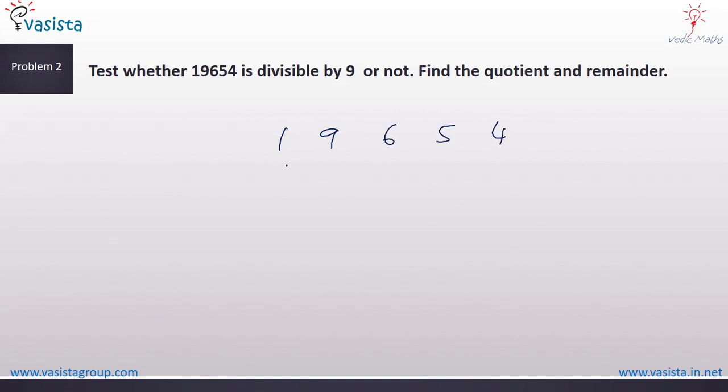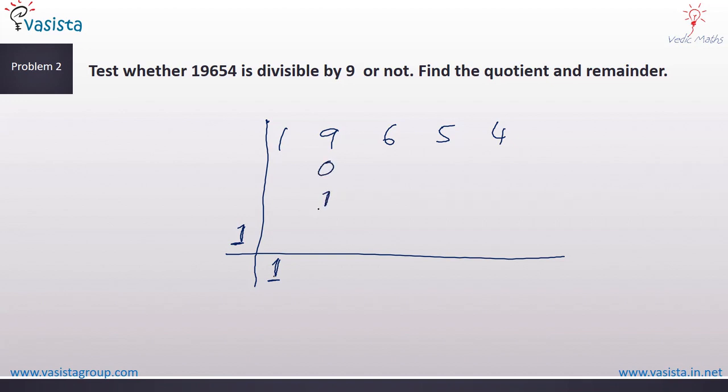19654, whether this is divisible by 9 or not. So what we need to do, we are supposed to divide by 1. 1 divided by 1, we are going to get 1 only and 0 remainder. This 1 I will place here. 9 plus 1 is 10, so I need to divide 10 by 1. We will get 10 only, but only one digit should be there to find the quotient. So 0 and 1 I will keep like this, and 1 will be considered as a carry.